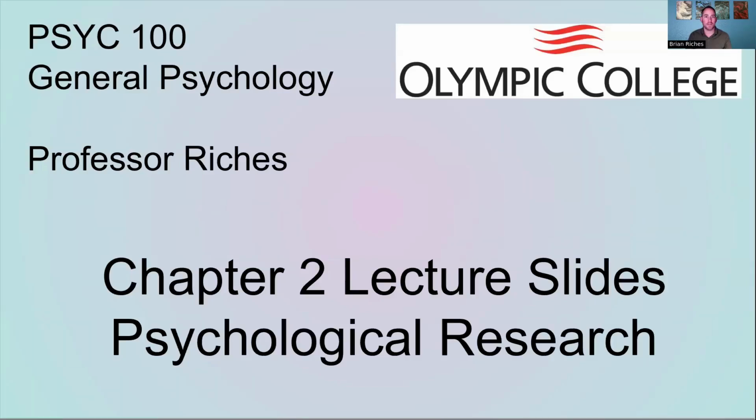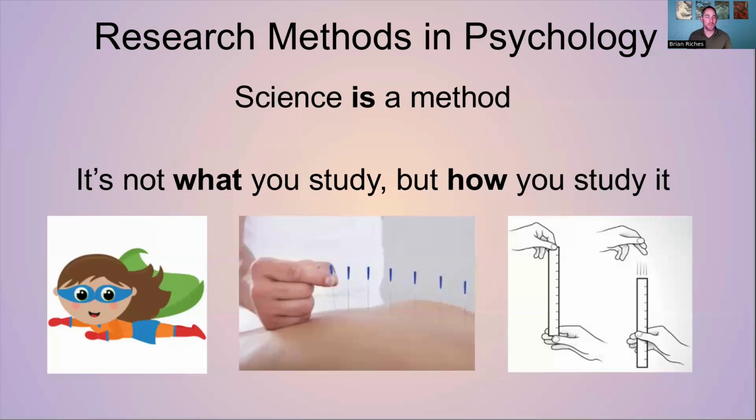Hello, students. Let's talk about scientific research in Chapter 2. This chapter is all about how we do research. It's about science in general, so if you're in other science classes, this might be some repeated information, but we'll focus on also how psychologists do these studies.